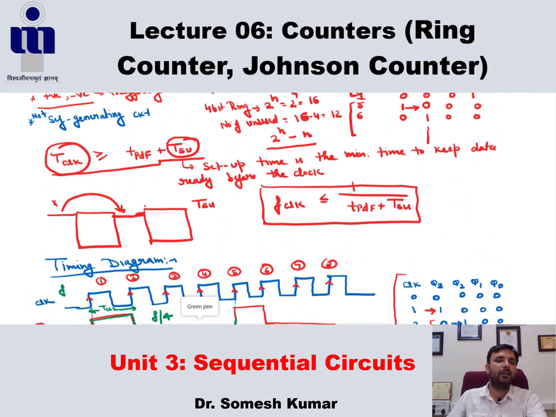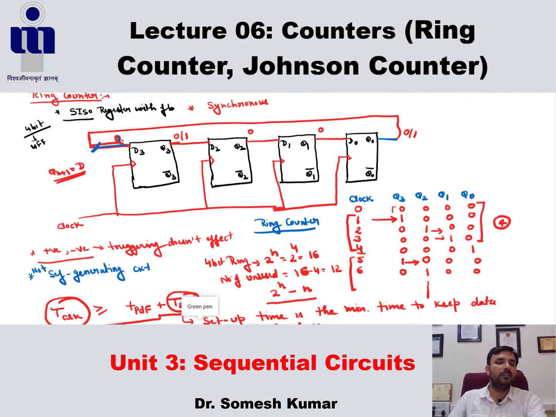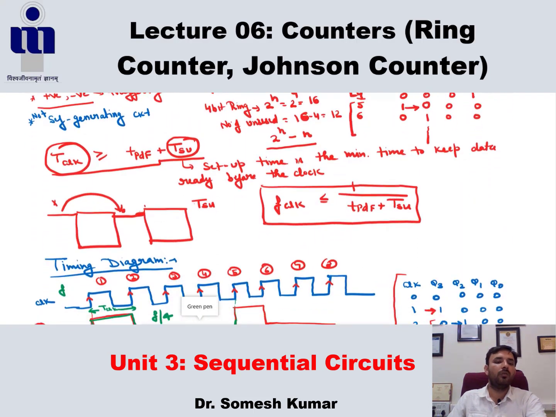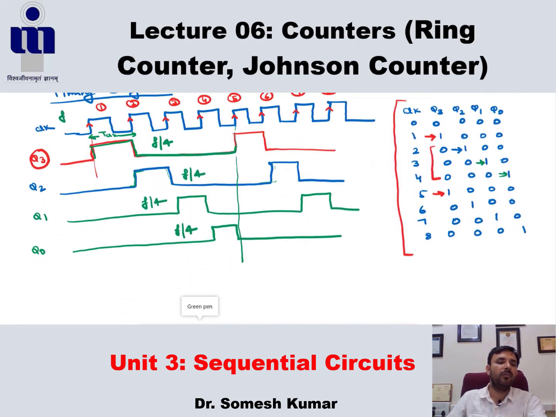Fine. So if the input frequency in this ring counter is F, so here's Q3, F upon 4, Q2, F upon 4, Q1, F upon 4, and Q0, F upon 4. Fine. Next, what is the maximum phase difference between this Q2 and Q3? Here the maximum phase difference is 90 degree.